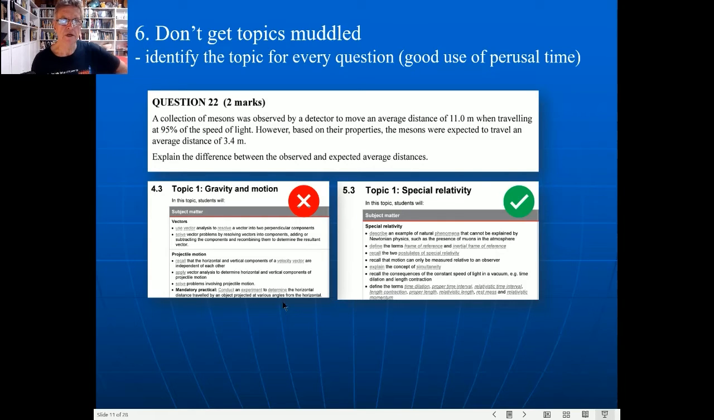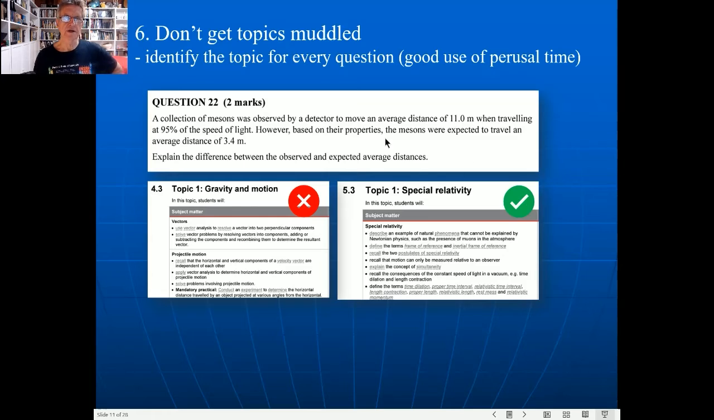Another one students tend to get muddled up in is getting their topics mixed up. So look, here's an example. Collection of mesons. If you think about it, this is about evidence for special relativity. But you could easily look at that and think, this is about moving a distance, some speed of light, and another distance here. This looks like a linear motion question, or maybe projectiles or circular motion. So you'd have to straight away look at that and think, yes, that's special relativity.